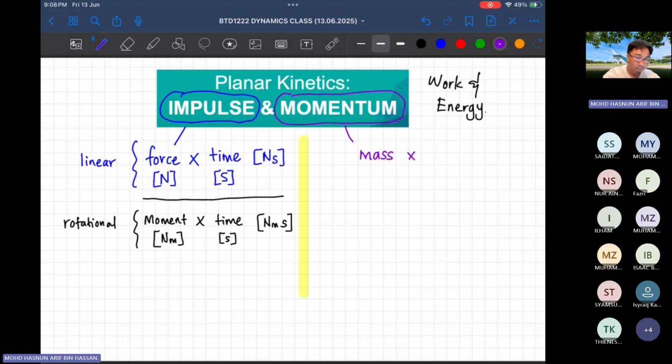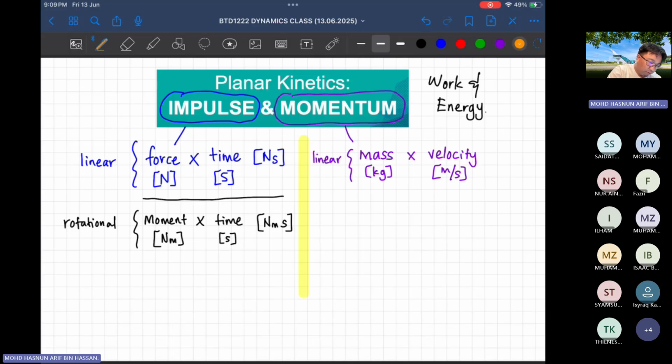No idea? Okay, so momentum is mass times velocity. Mass is in kilograms, kg. Velocity is meter per second, right? So that will give you momentum, m times v, mv. Again, this is for linear motion, right?